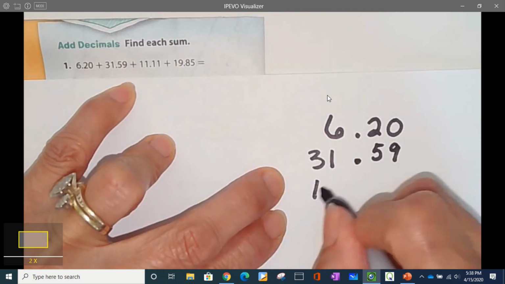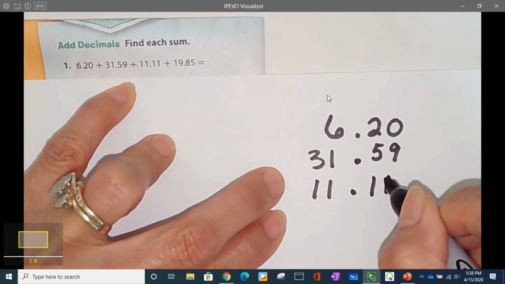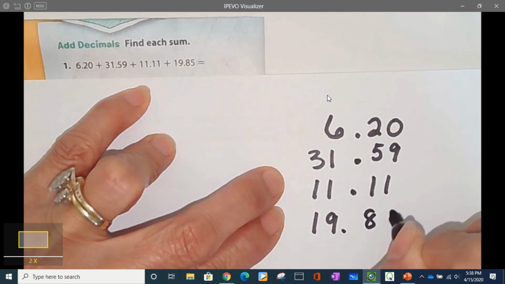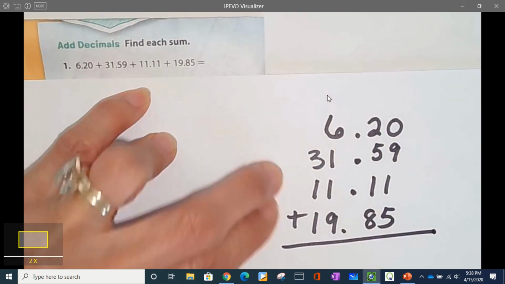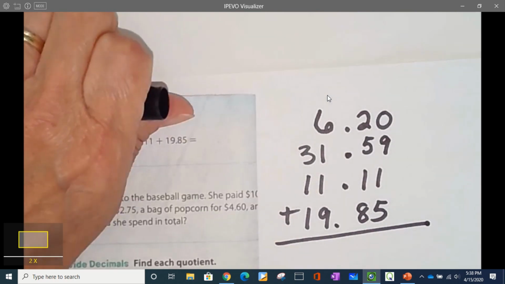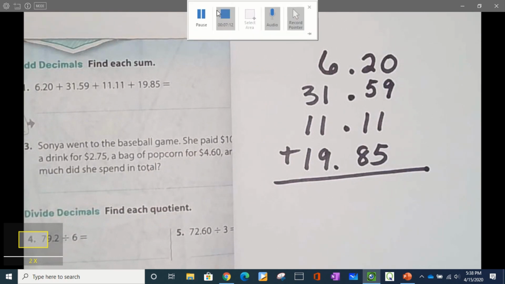Then we have 11.11, and then we have 19.85. Again, we're just adding these numbers up. Okay, let me go ahead and put this right here. Let me get my calculator and we'll add those. Let me pause this.